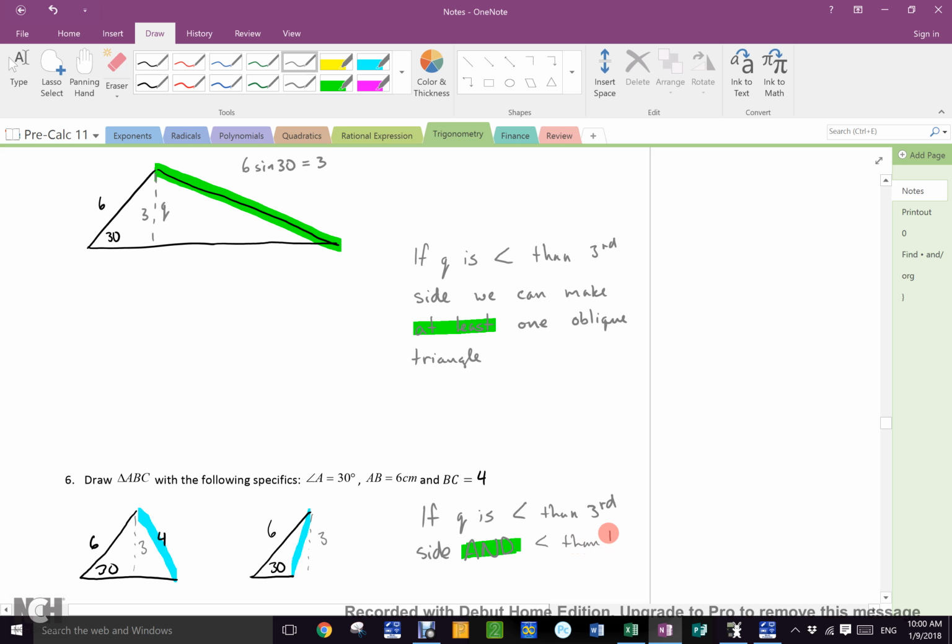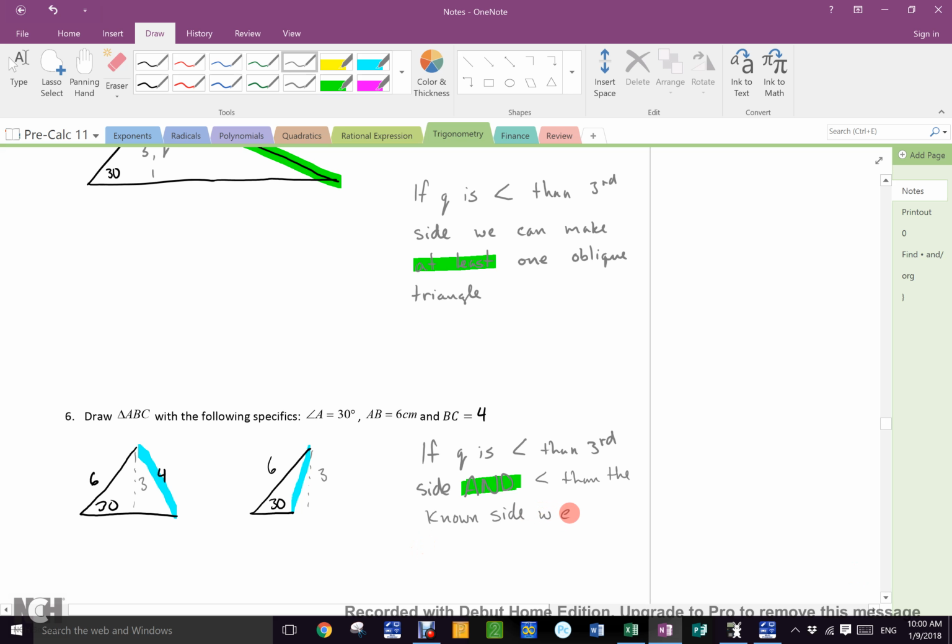Less than the known side, we can make 2 triangles. And this is where your knowledge has to come in, right? Because there's only one way that you would build the triangle. For example, if I was building a roof of a house, would I use triangle A or triangle B? A, right? Because you need to cover the whole house. You picking up what I'm putting down?